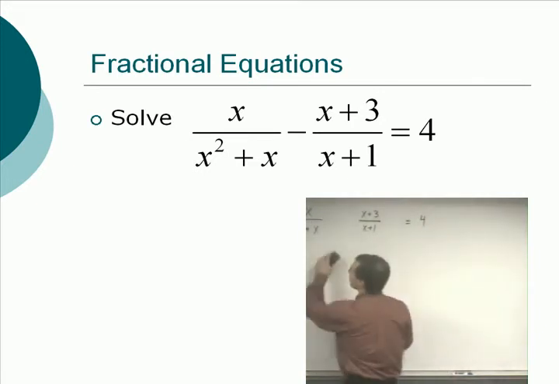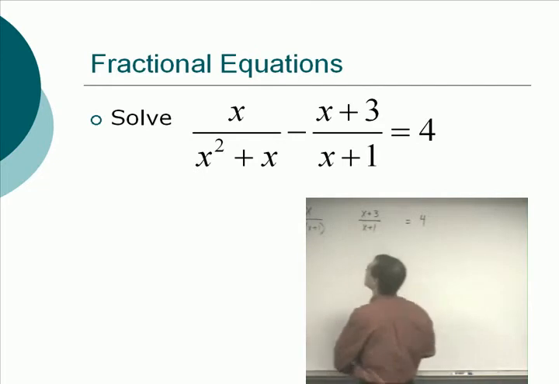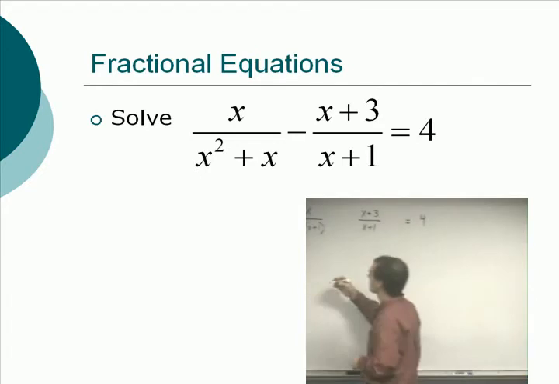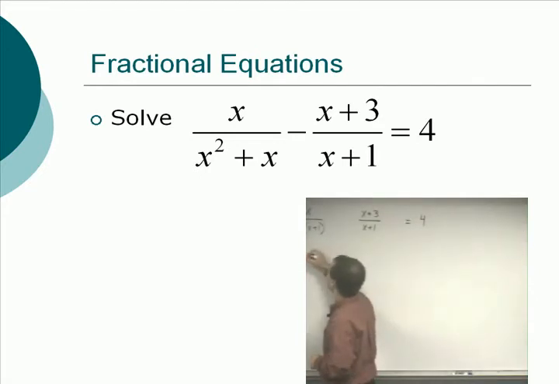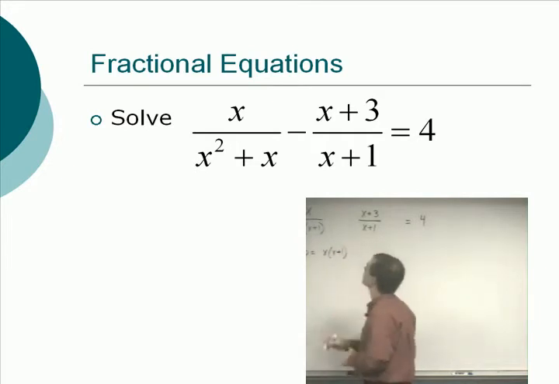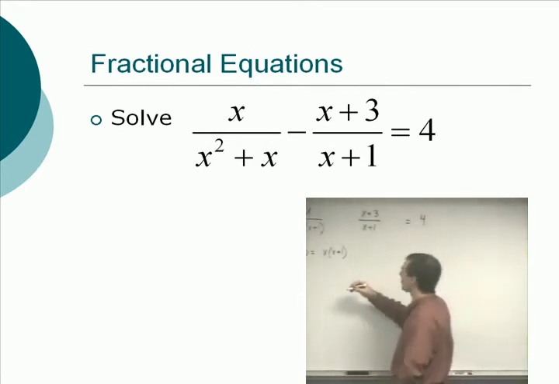X squared plus x factors into? There you go. Okay. Save a little space. We'll just rewrite that factored out. Well, now you can see that your LCD is x times x plus 1. X times x plus 1, right? Yeah, okay. Let's multiply everything through by x times x plus 1.